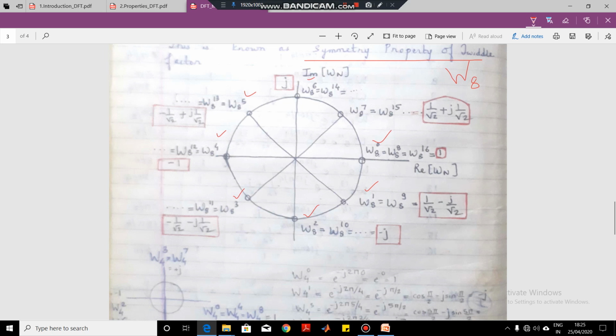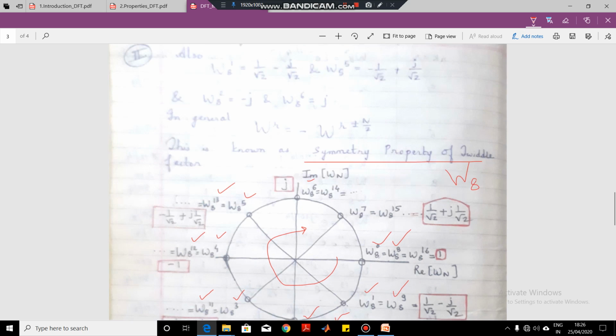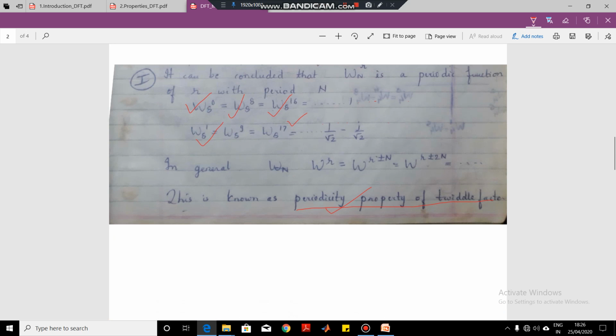If you can see here, since it is a periodic function, if you go on computing the values, here I get W8 0. So 0, 1, 2, 3, 4, 5, 6, 7 and then again the 8th value. When I compute the 8th value, it is the same as W8 0. The 9th value is the same as W8 1, the 10th value is the same as W8 2, the 11th value will be the same as W8 3. Why are these values the same? Because we just saw that it satisfies the property of periodicity.